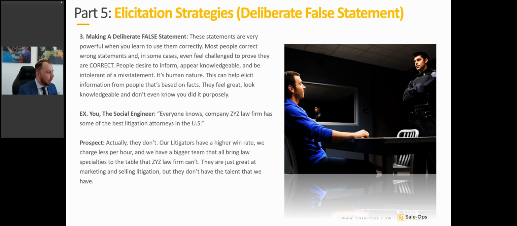Now, let's talk about part number 3, deliberate false statement. This is another powerful tool. So, making a deliberate false statement in a conversation. These statements are very powerful when you learn how to use them correctly as a social engineer. Most people correct wrong statements, and in some cases even feel challenged to prove they are correct. People desire to inform, they desire to appear knowledgeable, and they are intolerant of misstatements. It's just human nature. This can elicit information from people that's based on facts. They feel great, look knowledgeable, and don't even know that you did it on purpose.